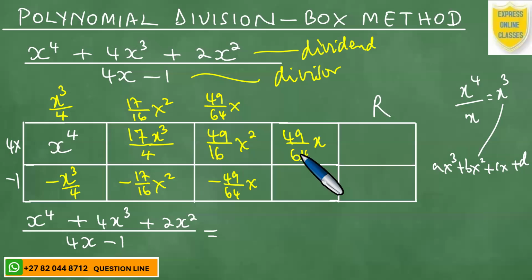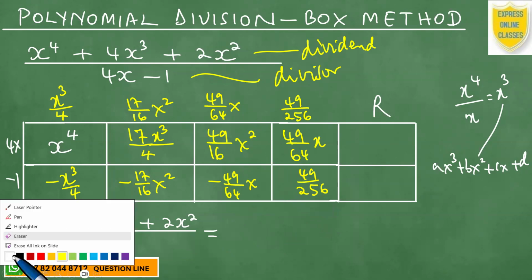So if you then say 49 over 64x, which is all divided by 4x, what we're going to get is exactly 49 divided by 256 there. So that when you multiply 4x by 49 over 256, it is 49 over 64x. Minus 1 times this is minus 49 divided by 256. Okay, that is what we're getting exactly.